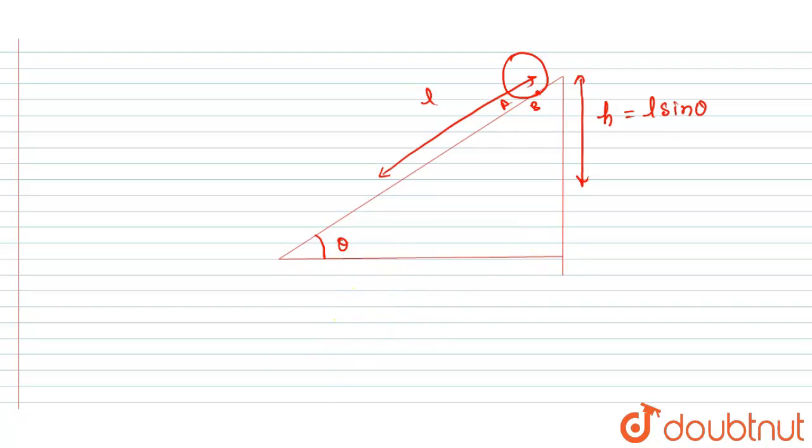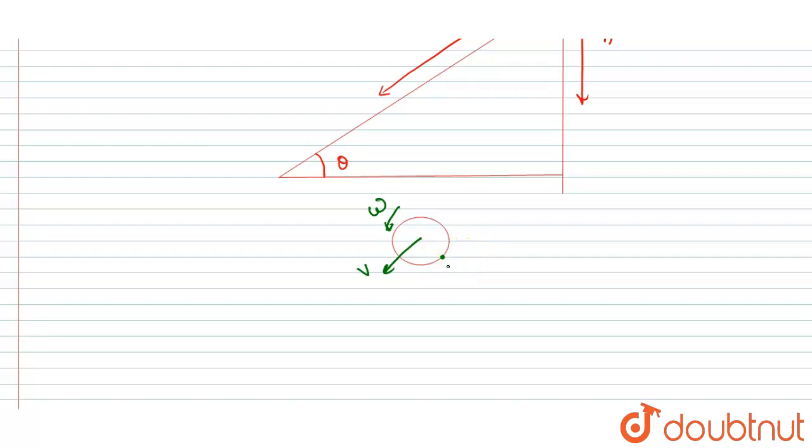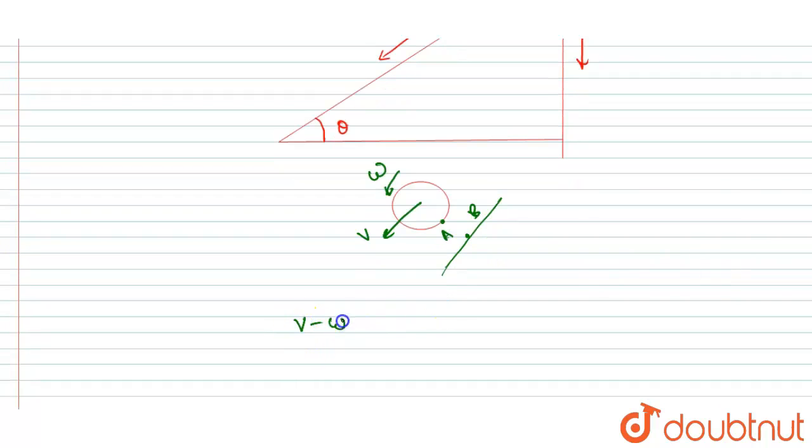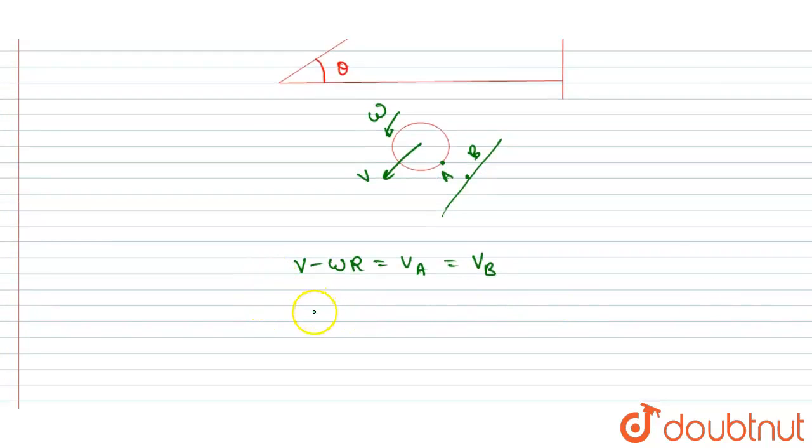So let's suppose this is the sphere, and at any instant it has velocity v down the plane, and because of the rotation it has angular velocity omega in this direction, and this point of contact A has the same velocity as that of the point on the inclined plane B, right? So I will write v minus omega r is equal to the velocity of point A, which should equal the velocity of point B, which is 0. So from here you will get v equals omega R.